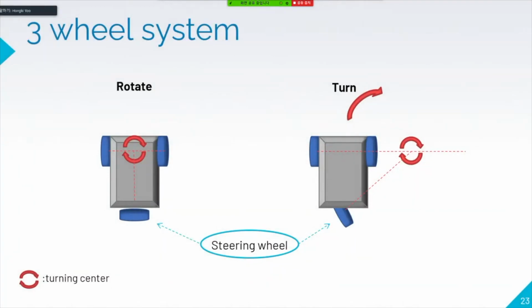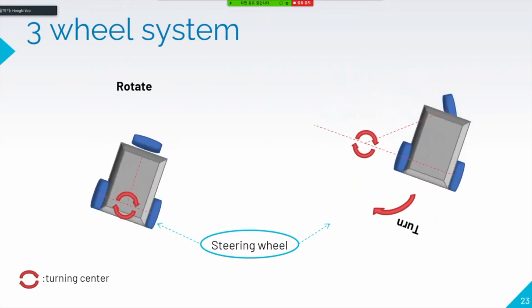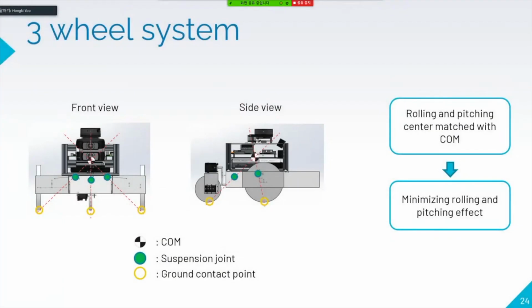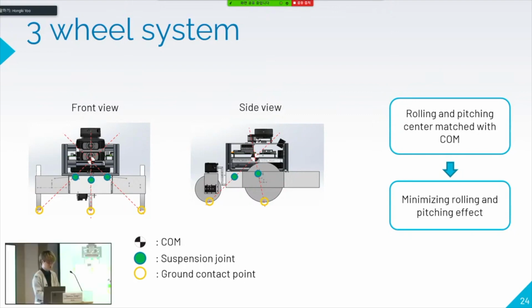Now this is our final model, the three-wheel system. The advantage of this system is that the car can rotate without going forward and turn without skidding. We have also implemented our suspension system to reduce rolling and pitching motion. We have aligned our suspension joint, ground contact point, and center of mass in a line to match our rolling and pitching center to the center of mass. In this way, we can minimize the rolling and pitching effect.